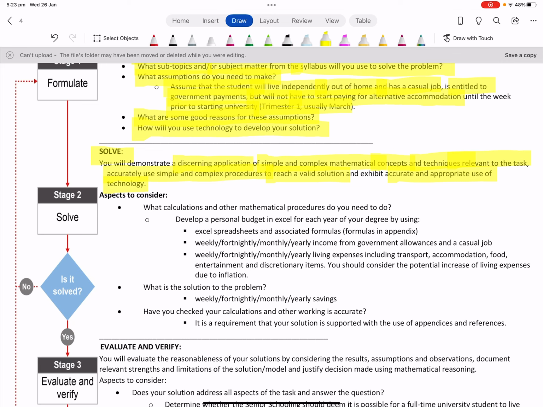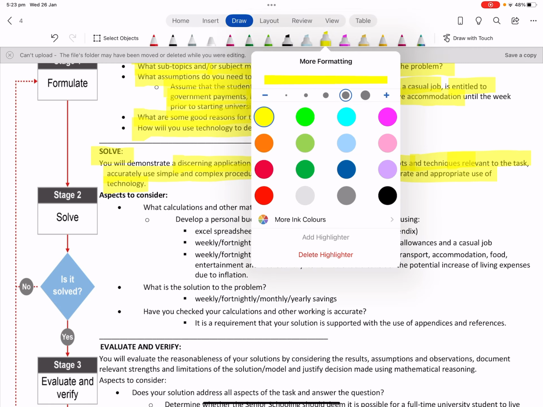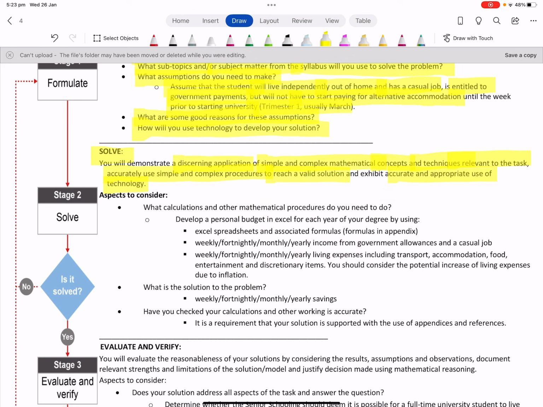So this is all the technology section that you're going to be displaying in your solve section. It will be things like tables and figures and potentially Excel screenshots that you've taken. So the aspects to consider in this part is what calculations and other mathematical procedures do you need to do. You will be creating and developing personal budgets in Excel. So that's one of the procedures that you will need to be doing.